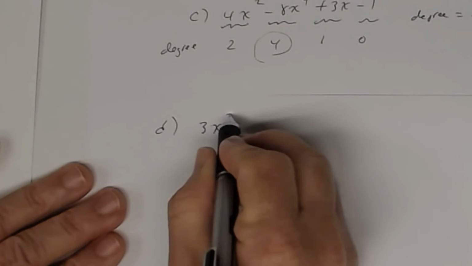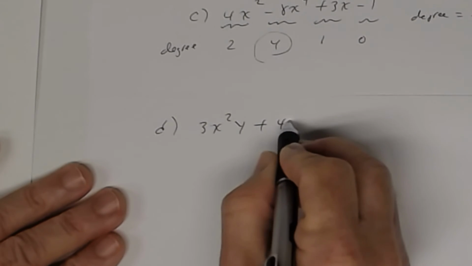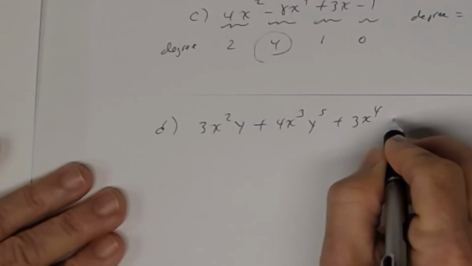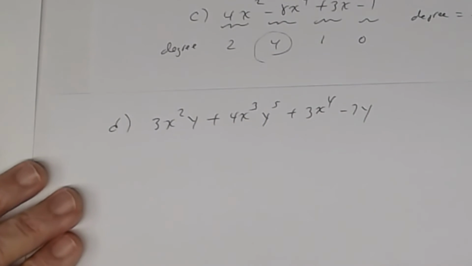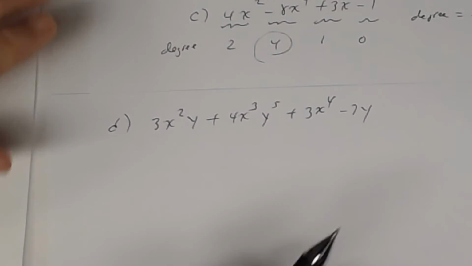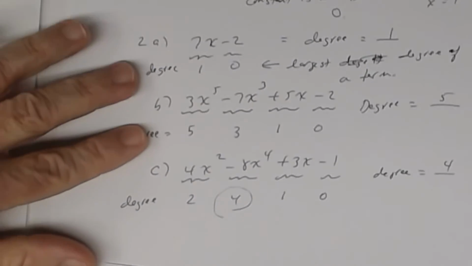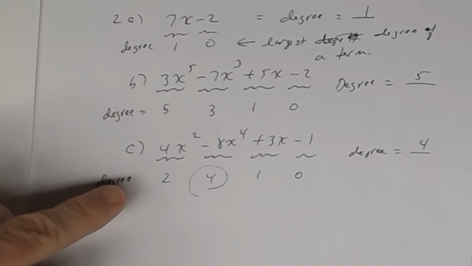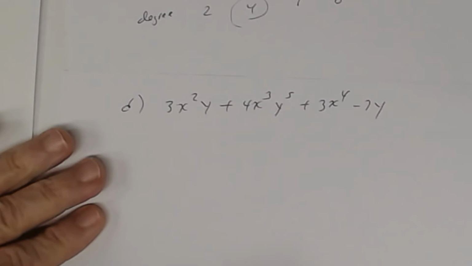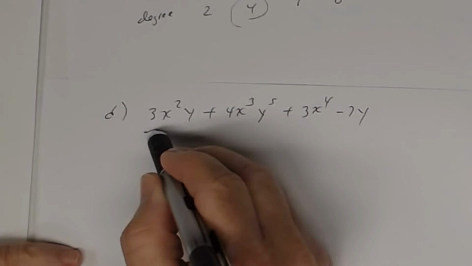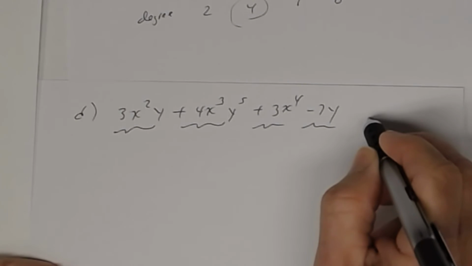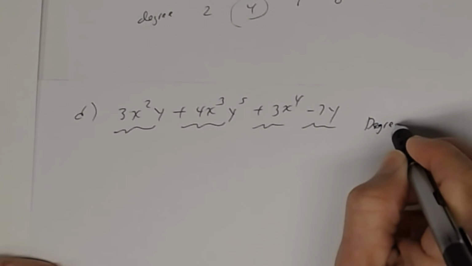So 3x squared y plus 4x cubed y to the fifth plus 3x to the fourth minus 7y. All right, notice this time you have different variables involved. So the previous 3, and when I say previous 3, I mean these, were fairly easy to do because they all had one variable. There's only one variable in the polynomial, that was x. Here you have x and y's, right? So you notice though your terms, there's 1 term, 2, 3, and 4. So 4 terms.